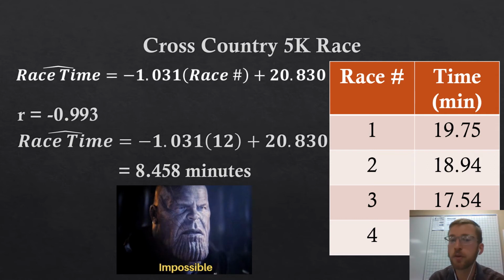Again, the further away our x values get from what we've already recorded, the less reliable that prediction is going to be. This might be a good model for races 1 through 4, maybe to race number 5, but if we get into the 10th, 11th, 12th races, it's not going to be a very good estimate for us.